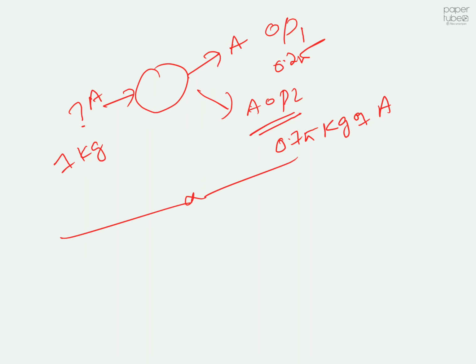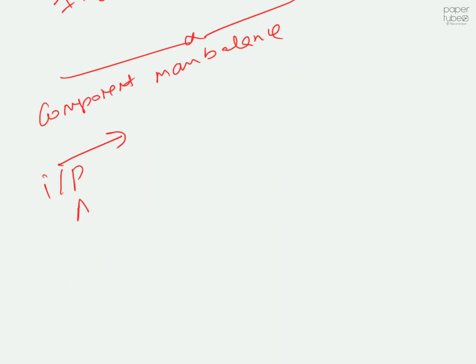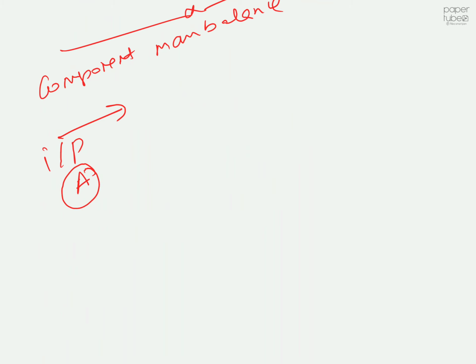Another one you should know is how to perform a, so what we performed is a component mass balance. We have one stream, we call it the input stream, that has some component A. So we perform the mass balance on this particular component. That's why we call it a component balance.